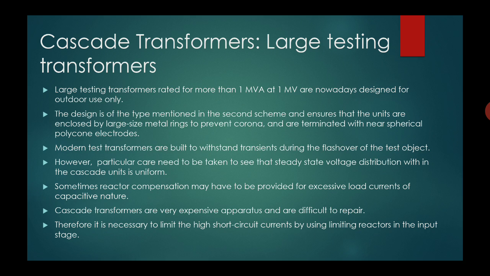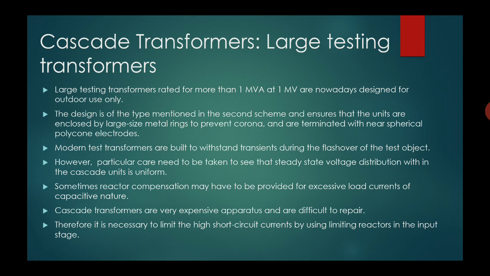Modern test transformers are built to withstand transients during the flashover of the test object. However, particular care needs to be taken to see that the steady state voltage distribution within the cascade transformer unit is uniform. Okay, so you have to take care that the steady state voltage distribution throughout the cascade unit should be uniform. Sometimes reactor compensation may have to be provided for excessive load currents of a capacitive nature.